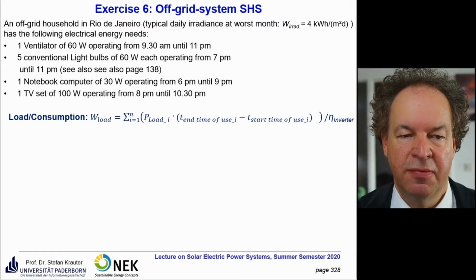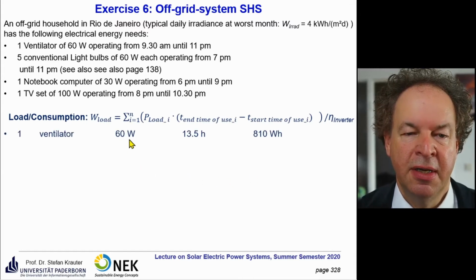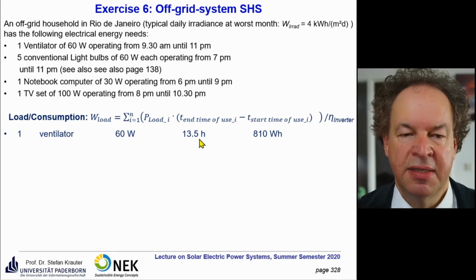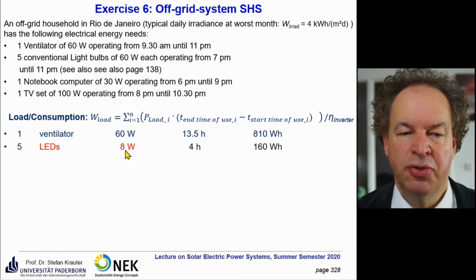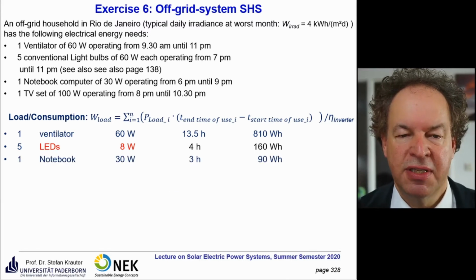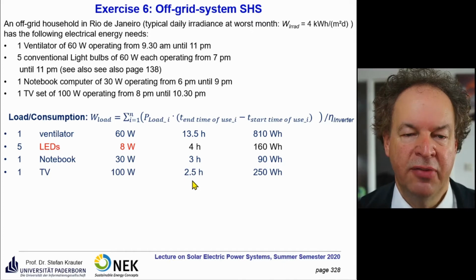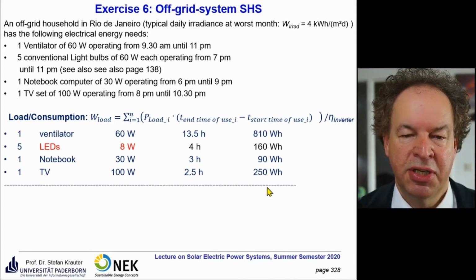So we just start with the load consumption. So we have one ventilator and it operates for 13.5 hours, and gives a load of energy to be supplied during a day of 810 watt hours. Then we come to the LEDs, not the light bulbs anymore. We substitute them. They consume 8 watts only, 4 hours, and we have a consumption of 160 watt hours per day. Then we come to the notebook, 30 watts times 3 hours and 90 watt hours for a day. And the TV operating for 2.5 hours, 100 watt, 250 watt hours.